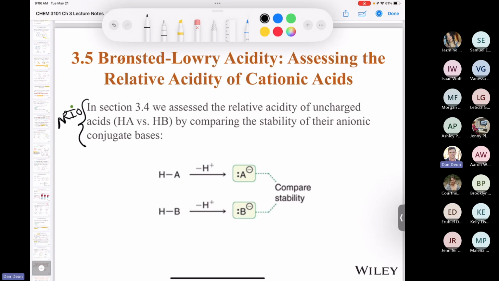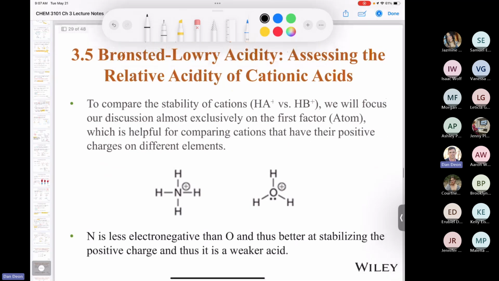But what if you have an acid that's a cation? What do I mean by a cationic acid? Do you guys remember this ion? Who remembers the ammonium ion? That's a cation, so it can donate a proton. It's not a strong acid, but it can donate a proton. So that's what we're referring to.